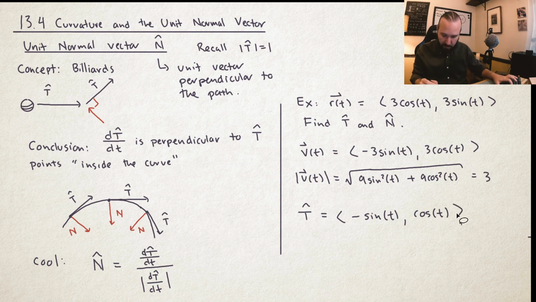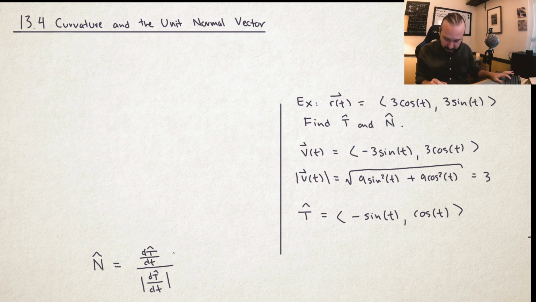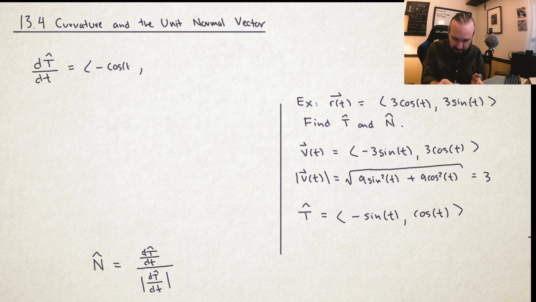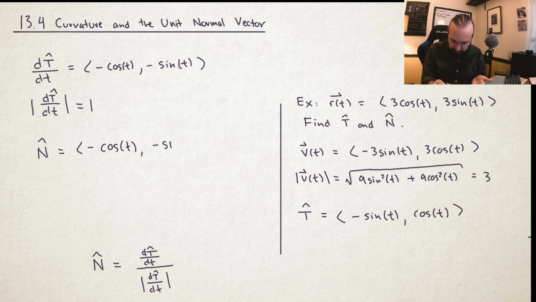Okay, sweet. Now let's do capital N. Okay, so the formula is the derivative of big T divided by the magnitude of the derivative of big T. So negative cos T, negative sine T here. Okay, so brilliant. Now I'm supposed to divide by the magnitude. I think you can see just by looking at this, this magnitude is 1. So N is going to be this vector here divided by 1. So I just get negative cos T, negative sine T.